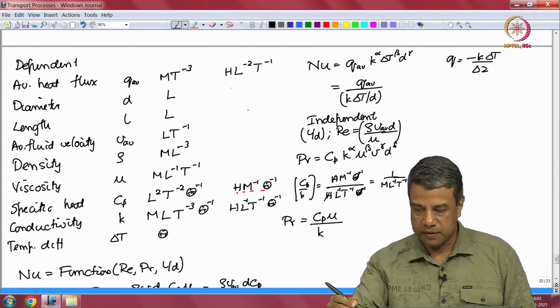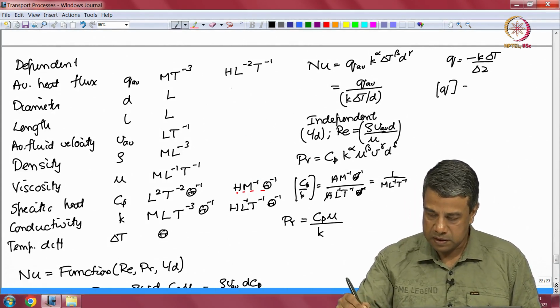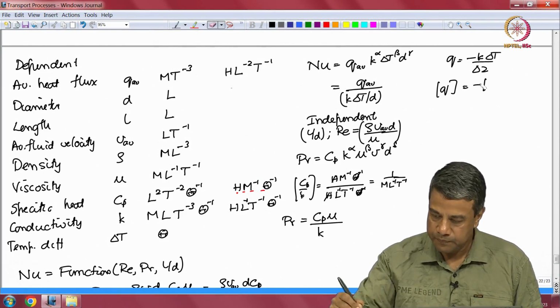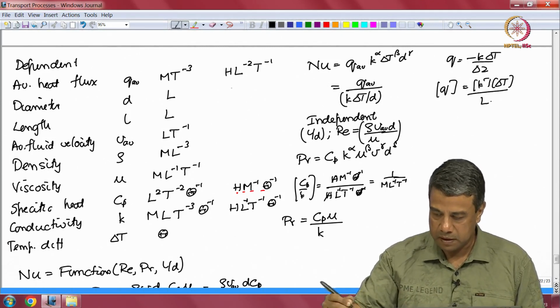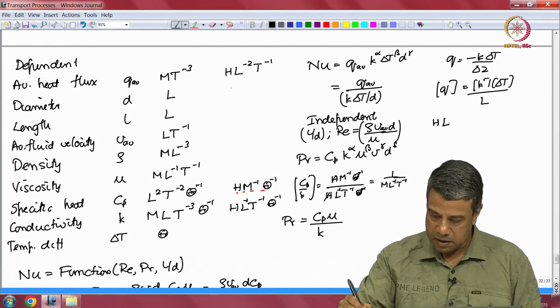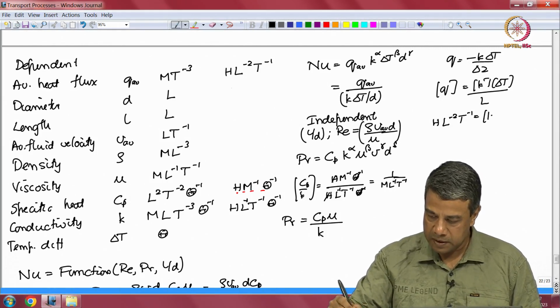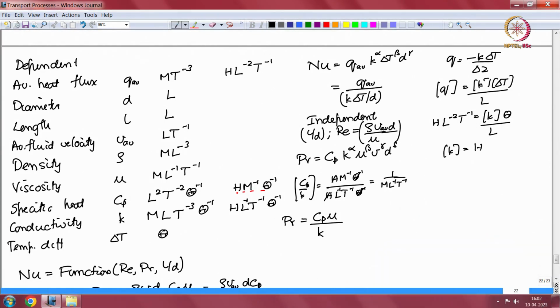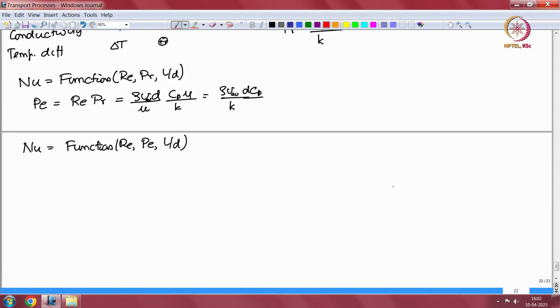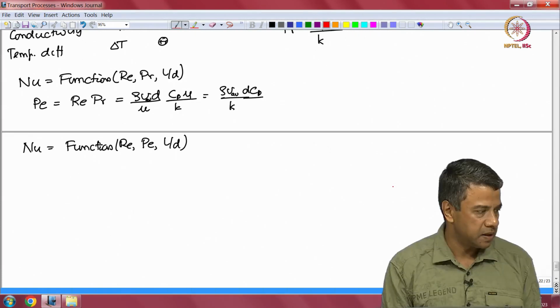So let me just calculate the thermal conductivity dimension again for you. Q is equal to minus K times delta T divided by length. Therefore, H L power minus 2 T inverse is equal to the dimension of K theta by L, which means that the dimension of K is equal to H L inverse T inverse theta inverse. So, there is this factor of L inverse here, and that is what has come in over here, and that gives you the dimension of viscosity. So, we got the Nusselt number as a function of the Reynolds number, Prandtl number and this ratio L by D.